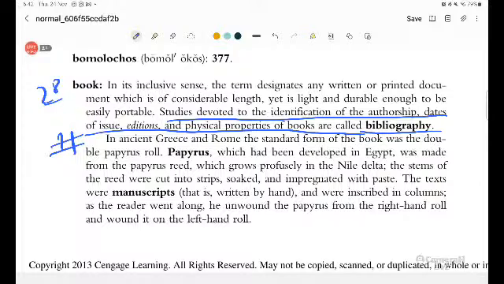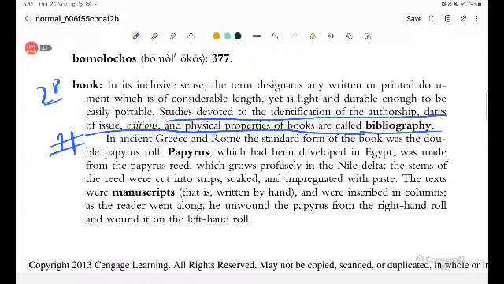double papyrus roll. Papyrus, which had been developed in Egypt, was made from papyrus reed, which grows profusely in the Nile Delta. And the stems of the reed were cut into strips, soaked and impregnated with paste.